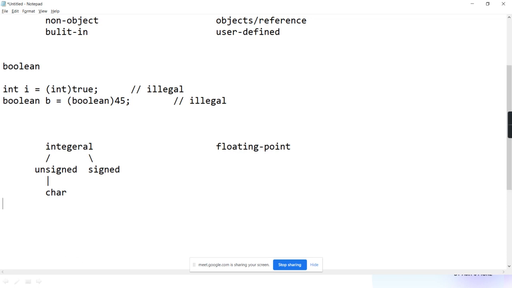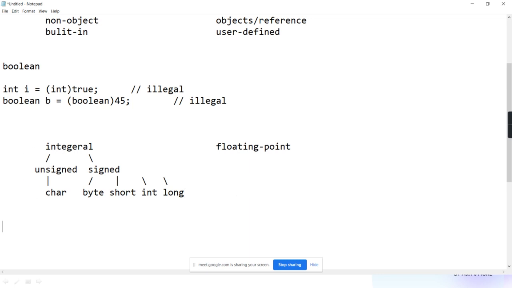Getting on, guys? Okay. Now in that, who all come? There are 4 in that category. One is byte, another is short, another is int, and next is long. All these four come under which category? All these four come under signed integral, and char comes in unsigned integral.